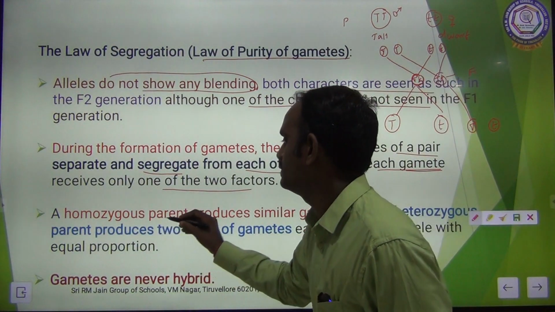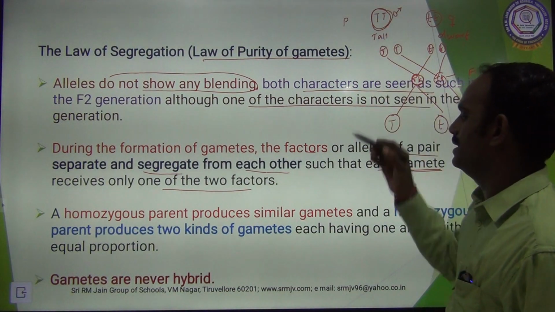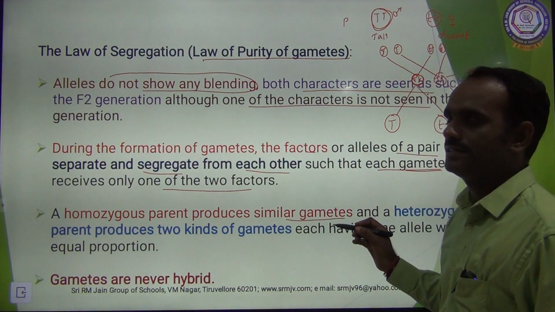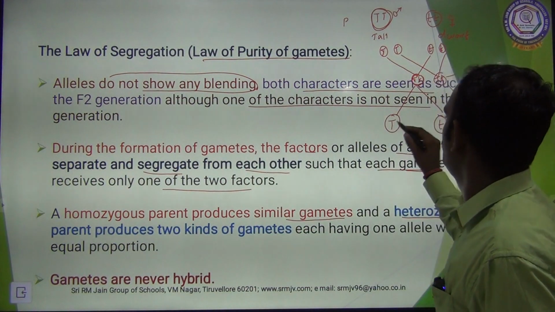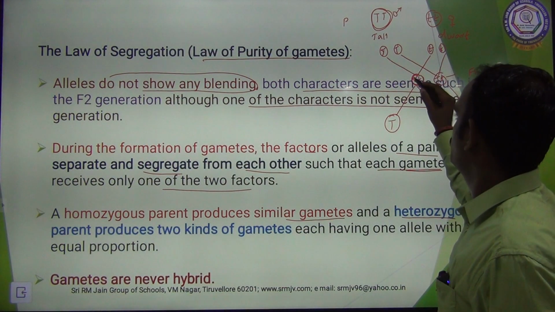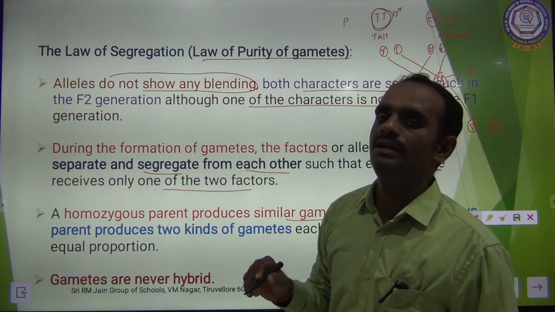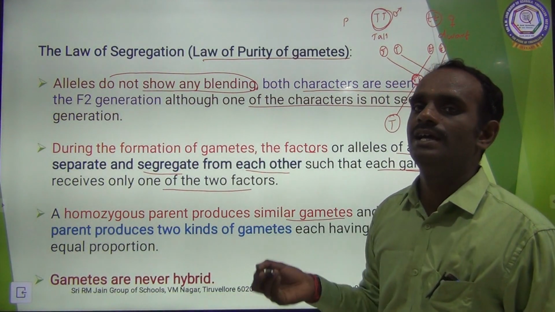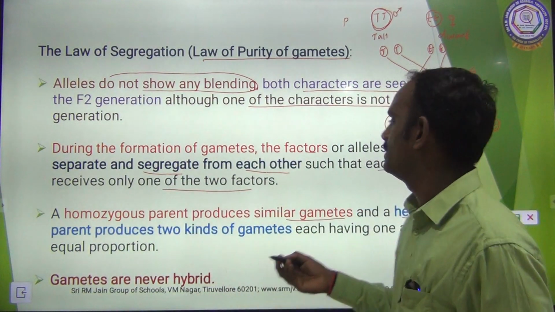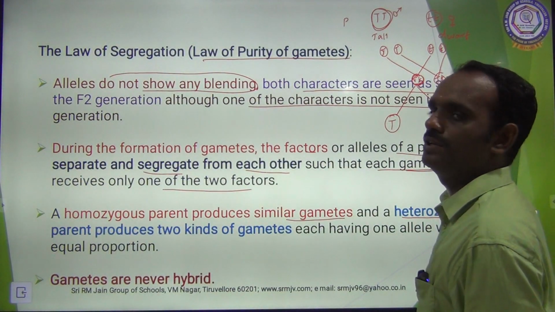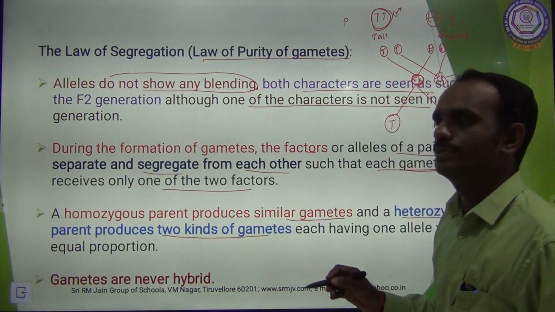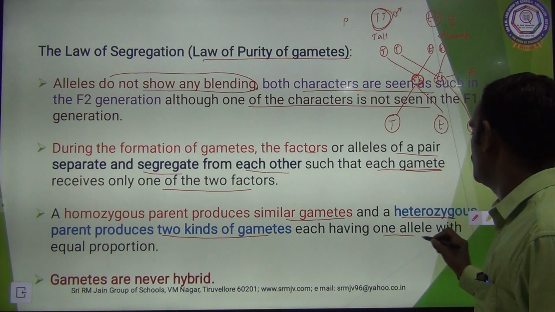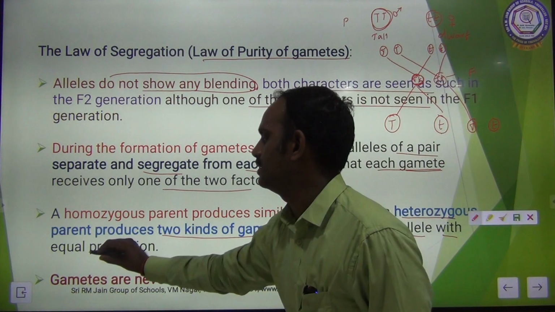A homozygous parent produces similar gametes, and a heterozygous parent produces two different kinds of gametes. So this is heterozygous, capital T and small t. It produces two different types of gametes. One is the capital letter, another is small. So one is tall, another is dwarf. So two different kinds of gametes, each having one allele, in equal proportion.